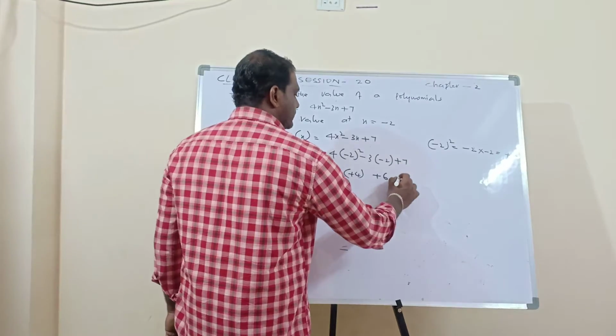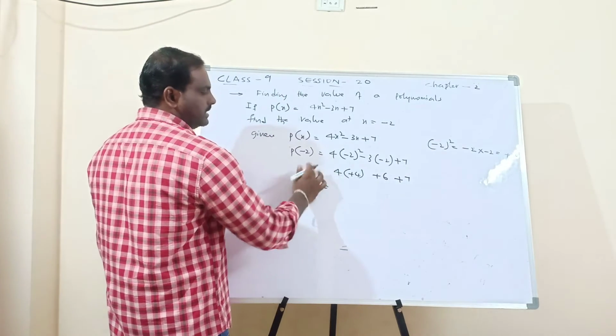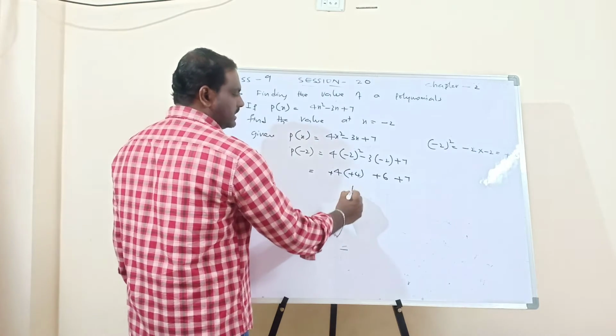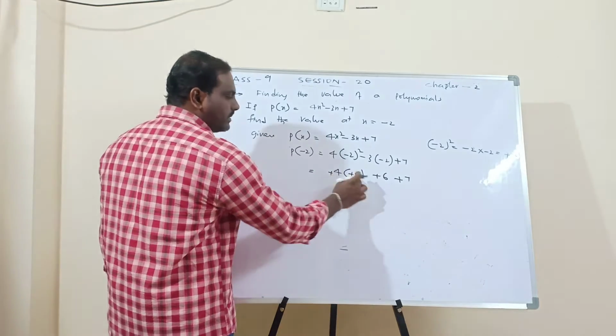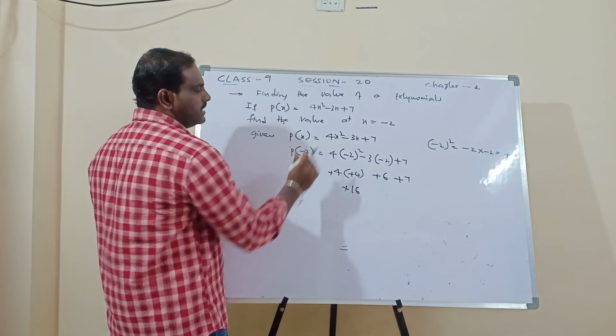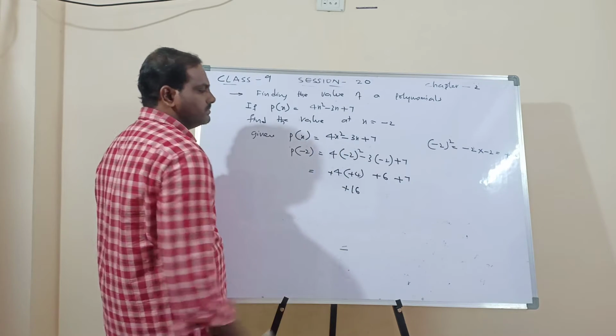Next, plus 7. What is the next step? Here, if a symbol is not given, it is plus. So first, 4 4s are 16, and plus into plus is plus. And don't do 4 plus 4. This is wrong, because 4x square means we have to multiply the value of x square with 4.